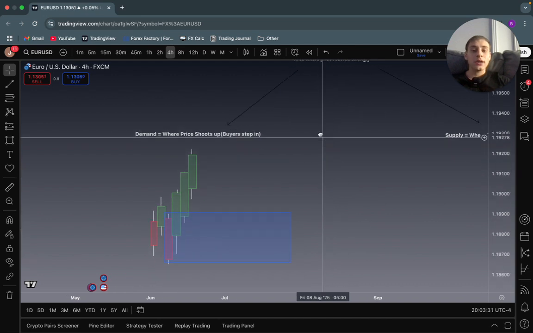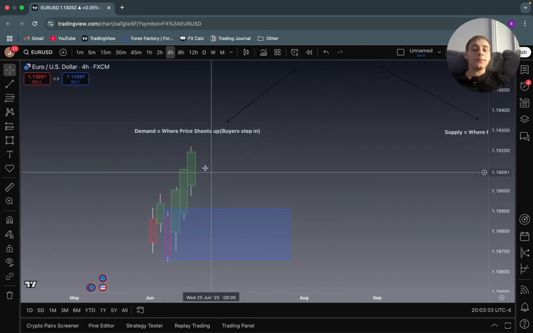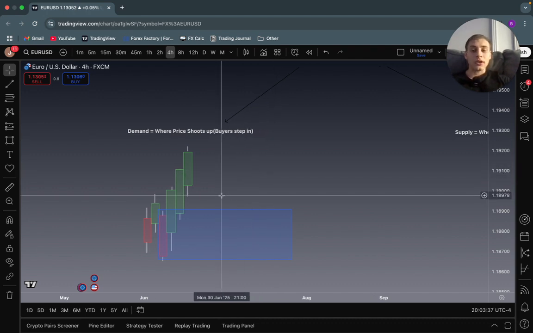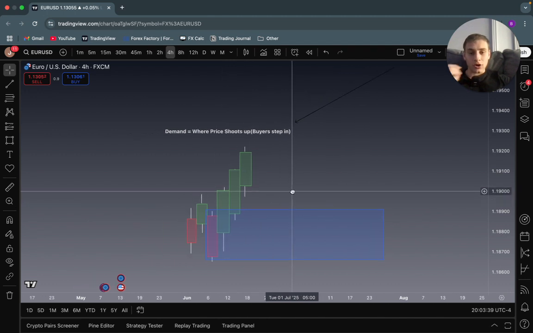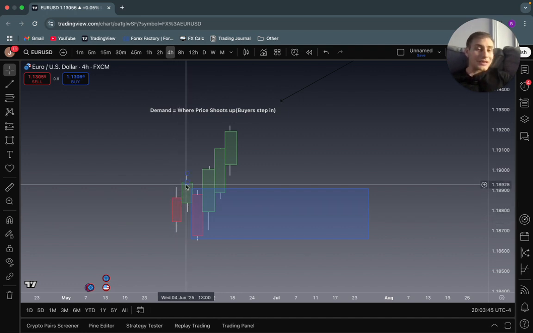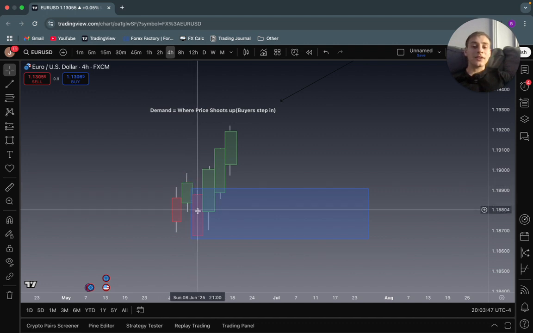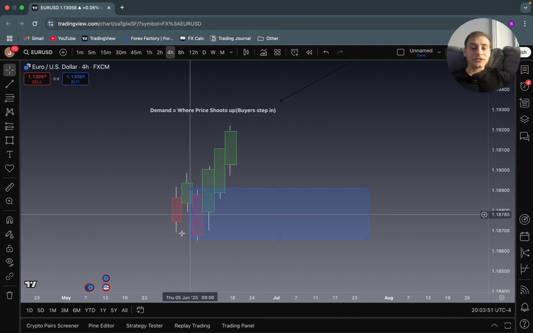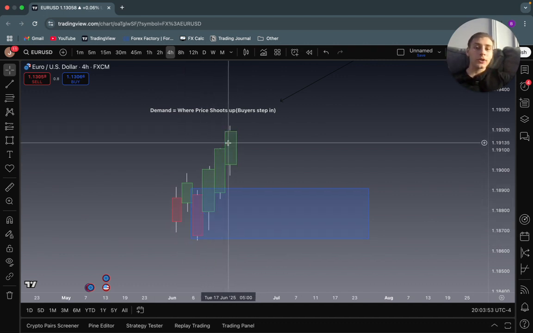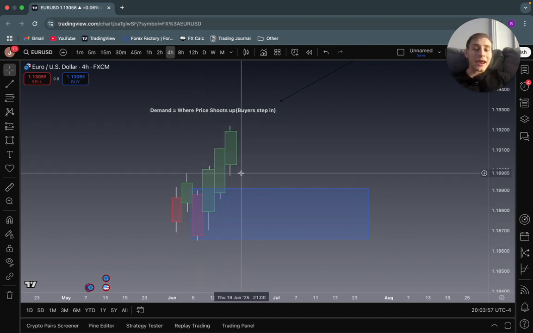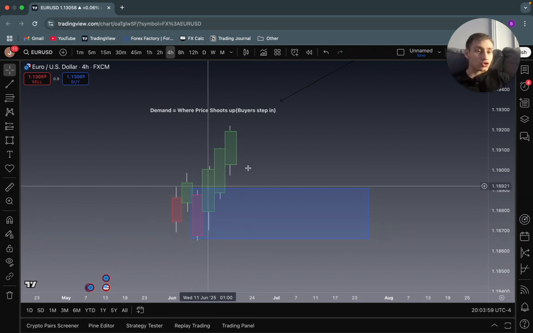So demand being the area where price shoots up from, where buyers are stepping into the market. I have it pretty much outlined and drawn out here for you guys. As you can see, we have a down candle, a red candle, then a green candle to the upside, then a down candle, a red candle, and then all of a sudden we have this huge push to the upside, right? And so what is that? That's an area where price reacted strongly.